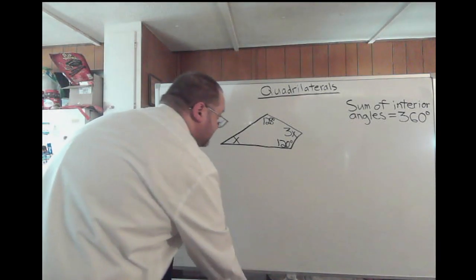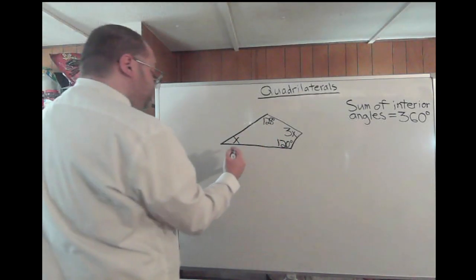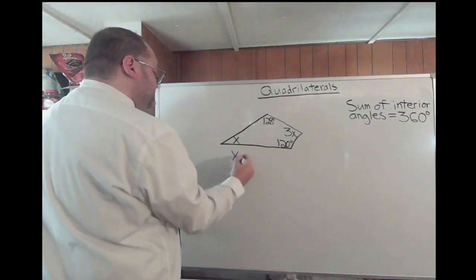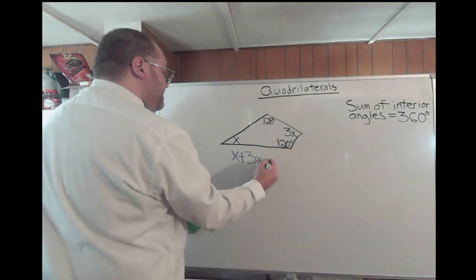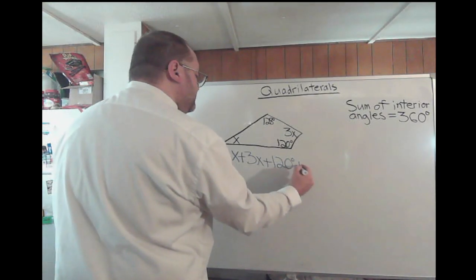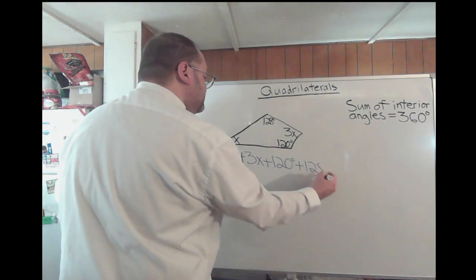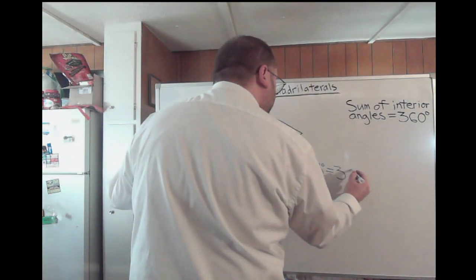Even though we have two missing angle measures, you're still going to add up the sum of all these, set them equal to 360. So you'll take x plus your 3x, then you'll add 120 to that, plus the 128 degrees. You're going to set all this equal to 360 degrees.